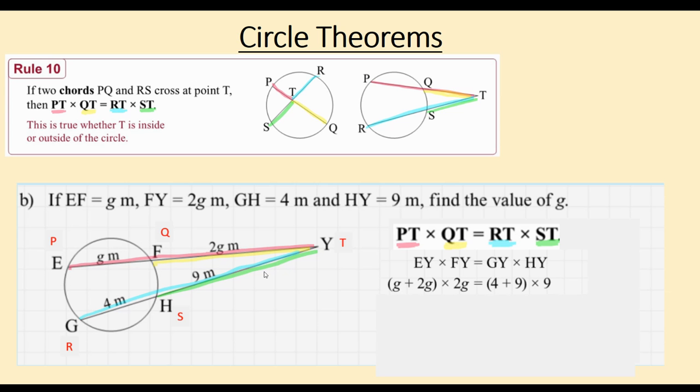We want to simplify it then, so my G plus 2G is going to give me my 3G, and my 4 plus 9 is going to give me 13. Then we want to actually do the multiplication, so my 3G times 2G is going to give me 6G squared, and my 9 times 13 will give me 117. And then we just need to rearrange it now to get G on its own. So the first thing I want to do is divide everything through by 6, and I get 19.5. And then I want to square root to get rid of the square. That's going to give me G is equal to 4.42 when I've rounded it to 2 decimal places.